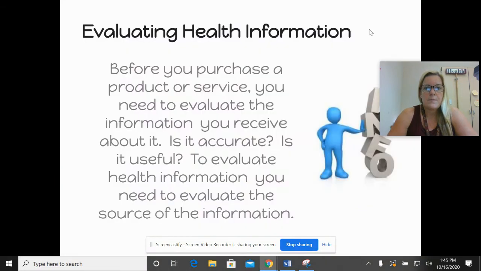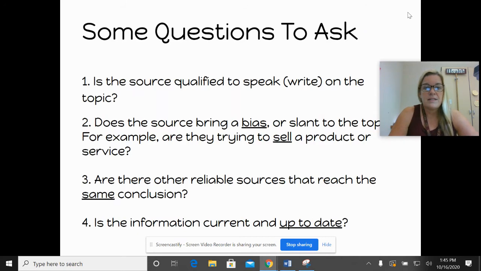And here we go. All right, before you purchase a product or a service, you need to evaluate the information you receive about it. Is it accurate? Is it useful? To evaluate health information, you need to evaluate the source of information. This is a review from last class, but here are some questions to ask yourself when you're looking at information, and specifically at the source.